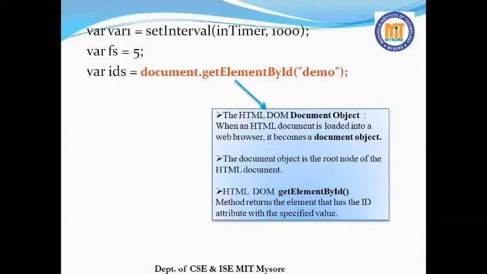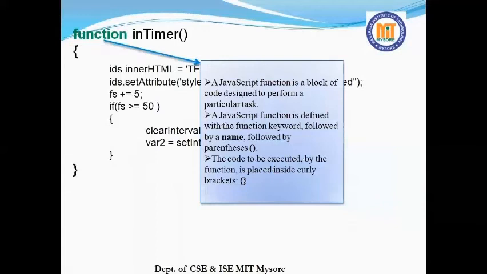Try to understand. We have not specified any content for the paragraph tag, but it is represented by using id is equal to demo. Whatever we fetch will be assigned to the variable IDs. Next is calling the function inTimer. In order to write functions in JavaScript, we follow the syntax of the function keyword, followed by the function name, followed by the parenthesis. Whatever code we want to execute in the function should be specified within the two curly braces.